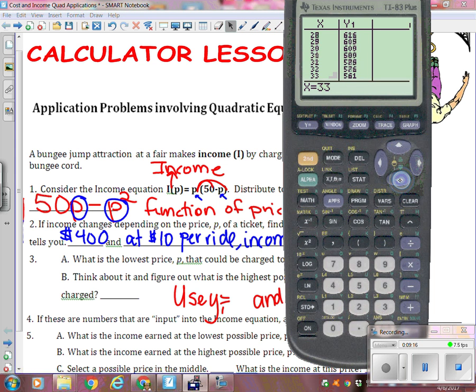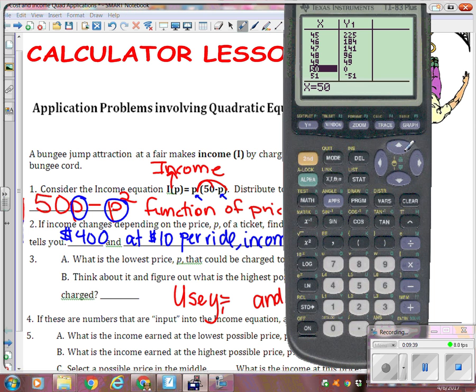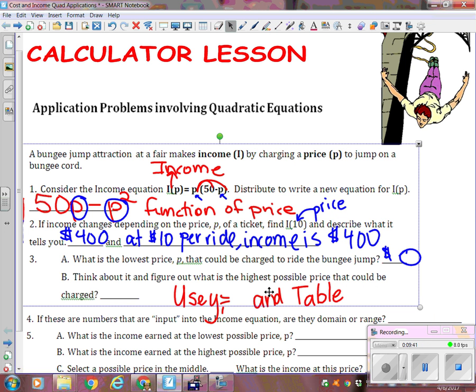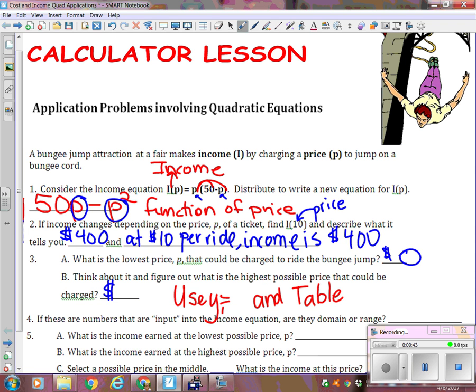25 and 50. So what you're saying is once we get to $50, we're down to what? Zero. In other words, according to that model, $50 is just way too much. If you're charging $50, you've got so much costs, or you've got not enough people coming to offset everything. So think about it and figure out what is the highest possible ticket price that could be charged. And according to our table, we know it's what? $50. Does everybody see how we saw that on the table?